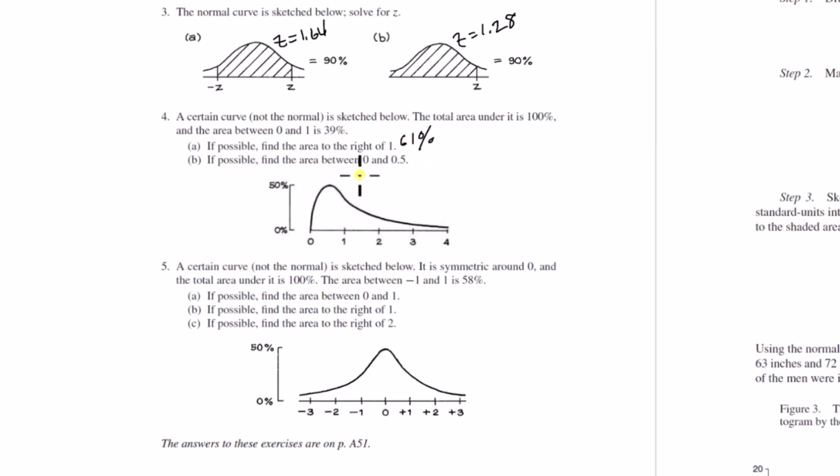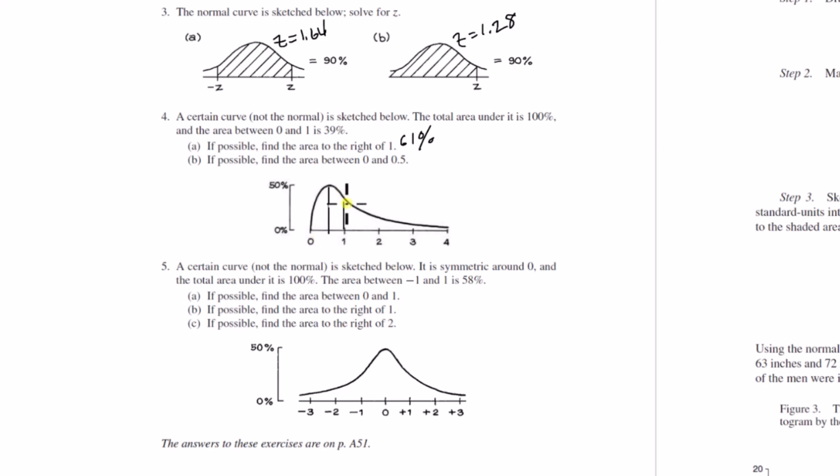If possible, find the area between 0 and 0.5. Okay, so this area. We know the area between 0 and 1 is 39%. It's impossible to get the exact correct answer, because we don't have further information. But could we potentially guess this? Well, if this is 39%, this is going to be close to 39%. It looks like it's going to be a little more, because the curve doesn't just continue like that. If it was symmetric, it would be like that. There's a little bit more.